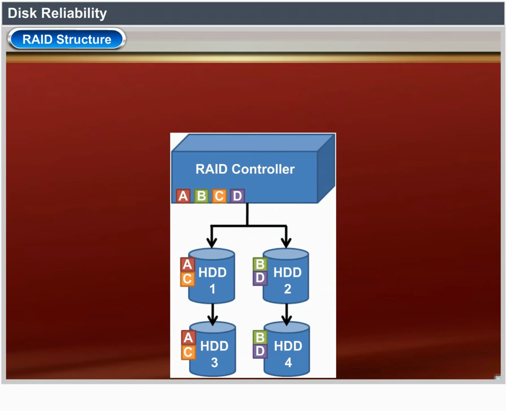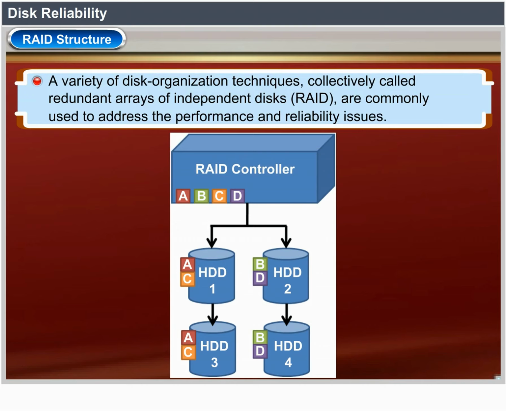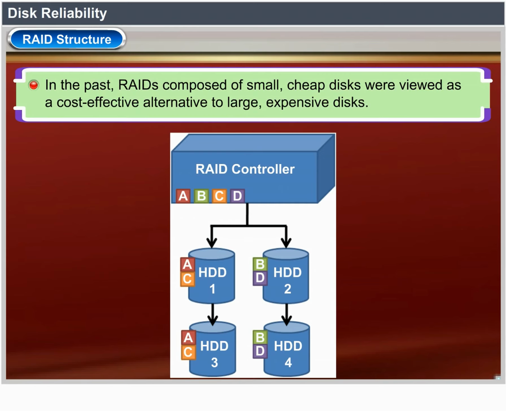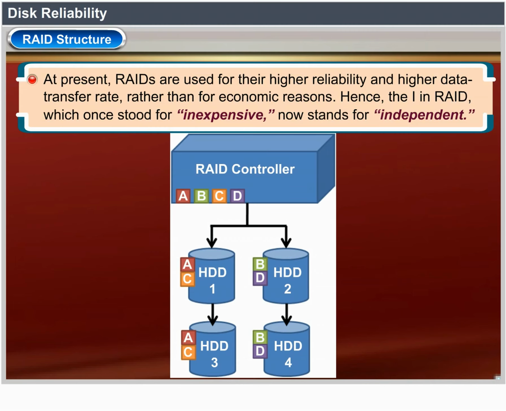A variety of disk organization techniques, collectively called redundant arrays of independent disks, RAID, are commonly used to address the performance and reliability issues. In the past, RAIDs composed of small, cheap disks were viewed as a cost-effective alternative to large, expensive disks. Today, RAIDs are used for their higher reliability and higher data transfer rate rather than for economic reasons. Hence, the I in RAID, which once stood for inexpensive, now stands for independent.